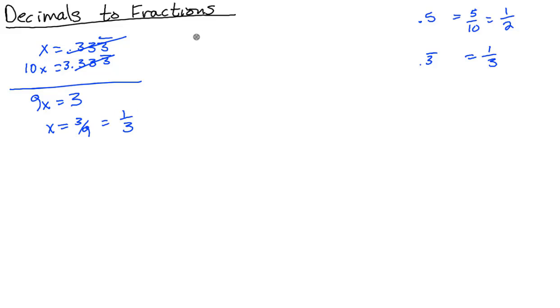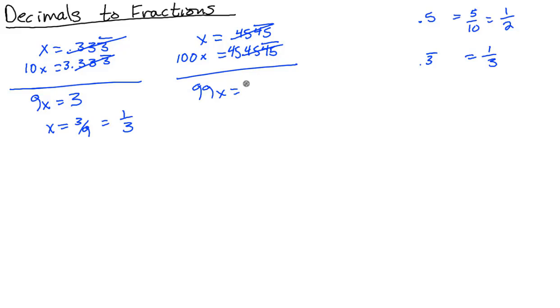Let's try another one that's not so easy. What if x equals 0.4545 forever and ever like that? Well, in this case, in order to use a second equation to cancel all those out, we'd have to times by 100. So we take 100x, and that equals 45.45 on forever. So now when we subtract them, we get 99x equals, and then that guy goes away with that one. It's gone completely. They go on forever and ever. So we now have 45 right there.